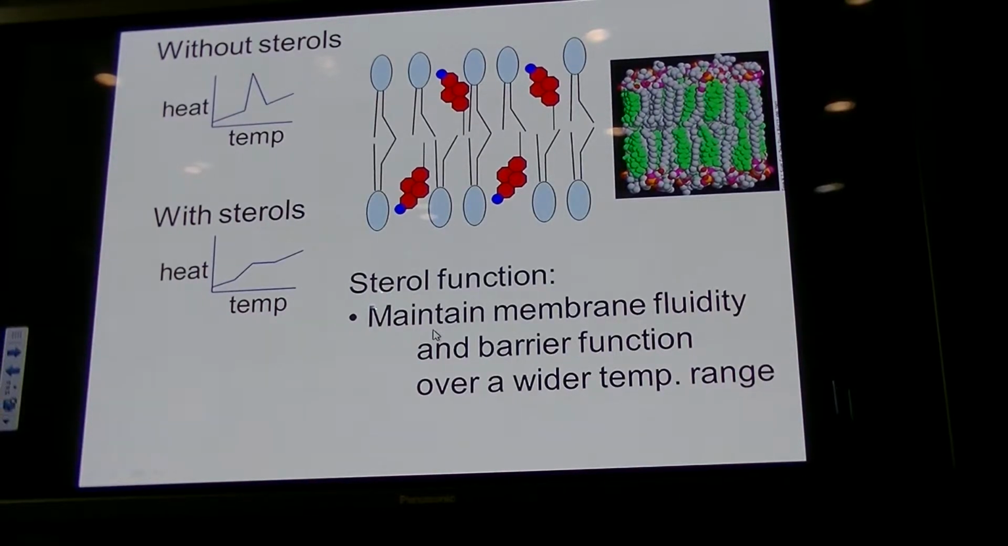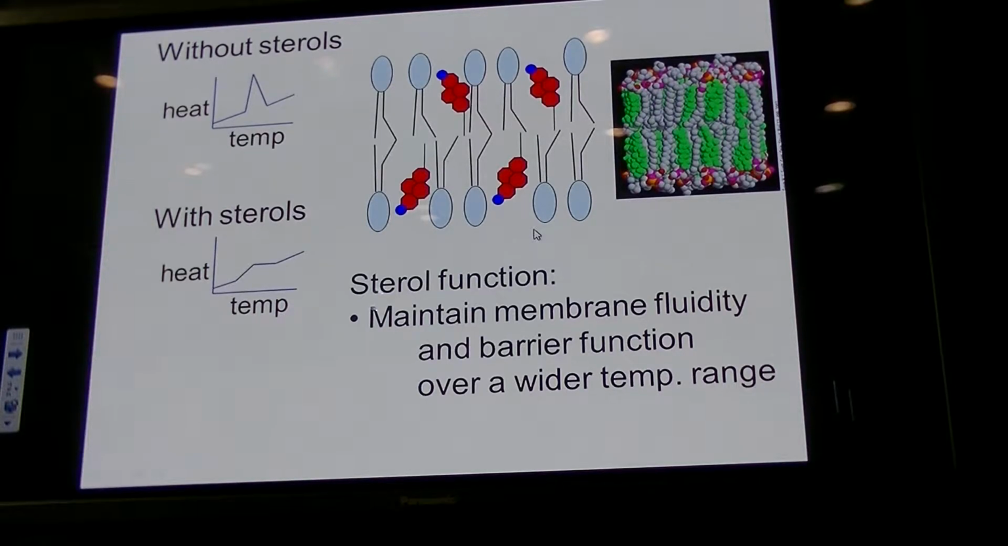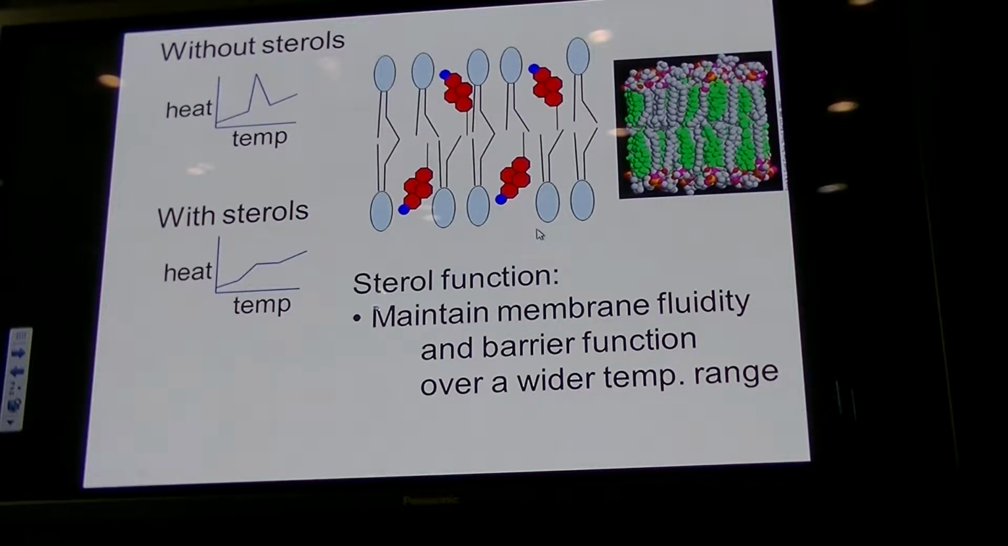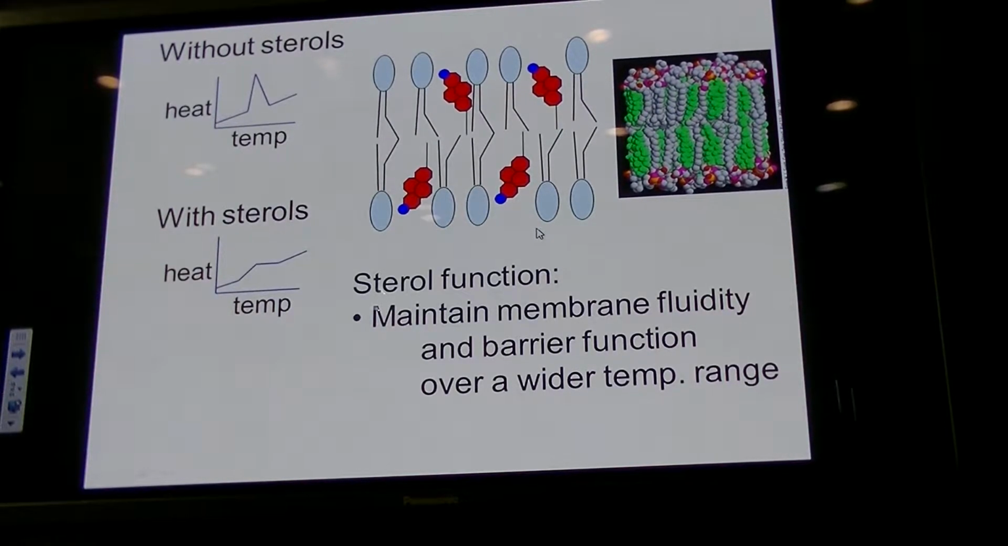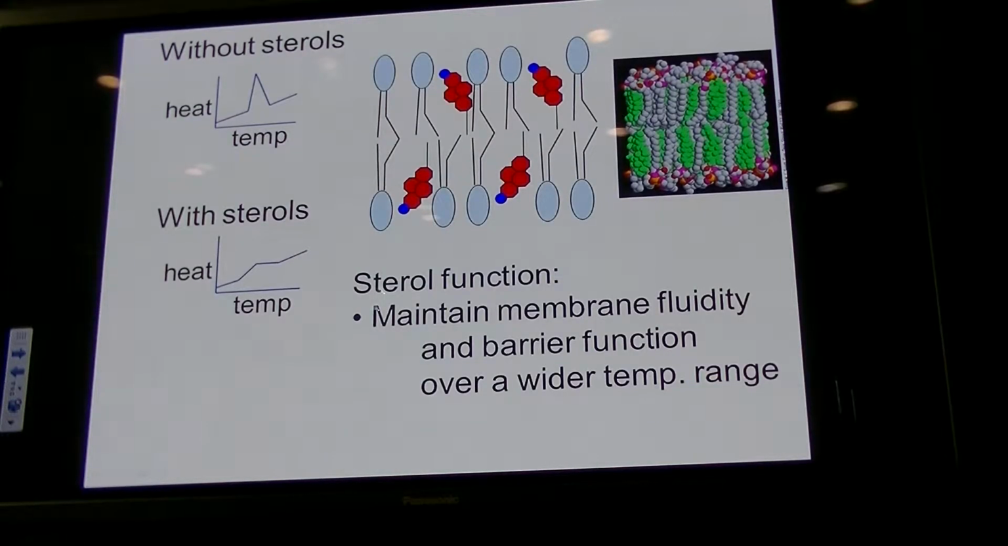So, because the barrier function requires the liquid state of the membrane, you have a better barrier function with cholesterol. So cholesterol is a good thing. You need to have cholesterol. And you make cholesterol yourself. You can also eat cholesterol. What's bad is cholesterol esterified to a fatty acid. Those are cholesterol esters. Those are not so great to have because they can clog arteries.